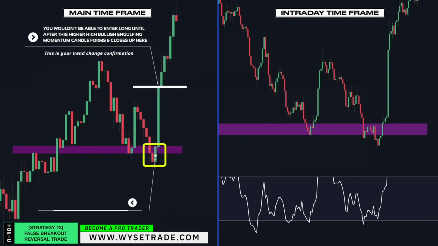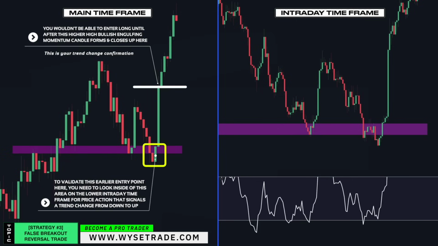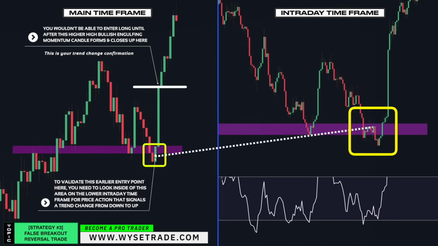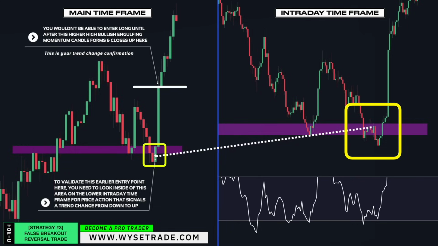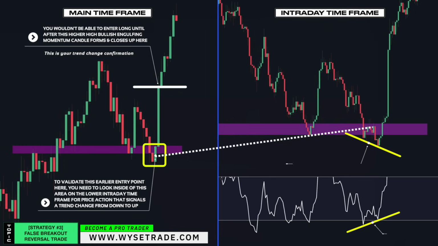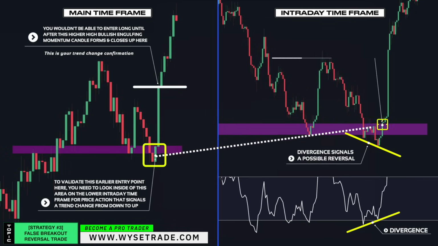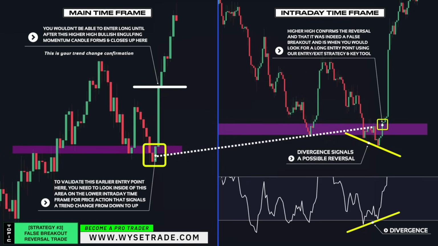So to validate this earlier entry point here, you need to look inside of this area on the lower intraday time frame on the right for any form of price action that signals a trend change from a downtrend to an uptrend, which you had through the divergence that formed right at the key support level, followed by the higher high, which confirms that this was indeed a false breakout and is when you would take long entries.